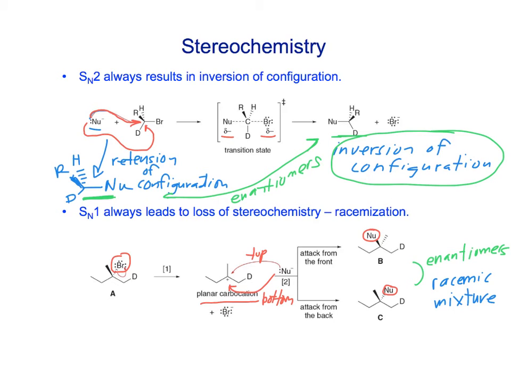So if we have a substrate that has the leaving group attached directly to a stereogenic center, if we run a substitution reaction and we get inversion of configuration, we know that an SN2 mechanism took place. If we lose the stereochemistry, or we get a racemic mixture, then we know that the SN1 mechanism was operative.